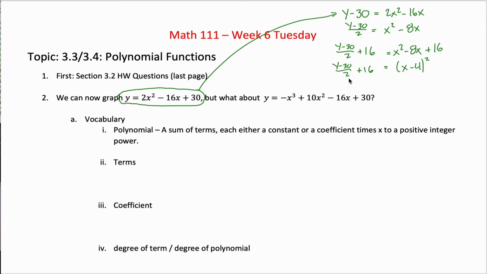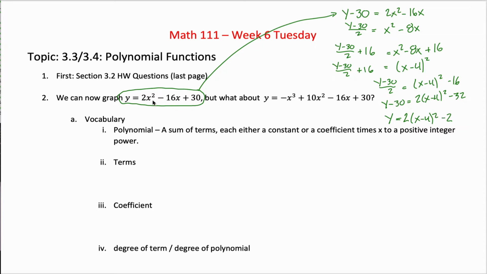So all that's left for me to do is solve for this y. I do that by first subtracting 16 from both sides, then getting rid of this 2 by multiplying both sides of the equation by 2. Note that on the right side, that 2 hit each of these 2 terms, so it shows up here and also here. And then finally adding 30 to both sides of the equation, I get as my final answer y equals 2 times x minus 4 squared minus 2, because I have negative 32 plus 30.